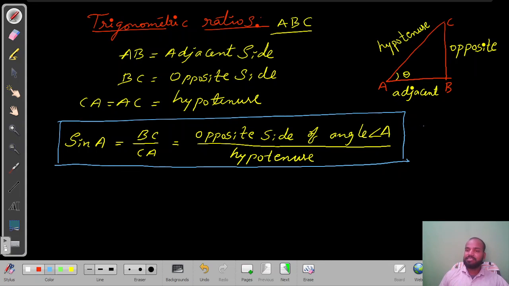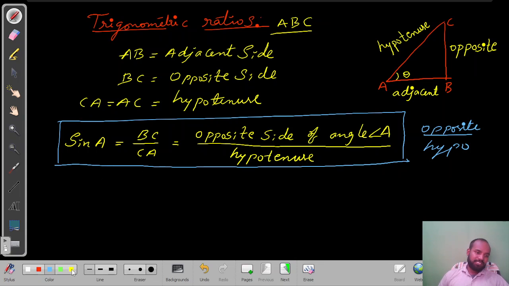Simply we can write it as opposite by hypotenuse. Am I clear? So you can write simply like this.